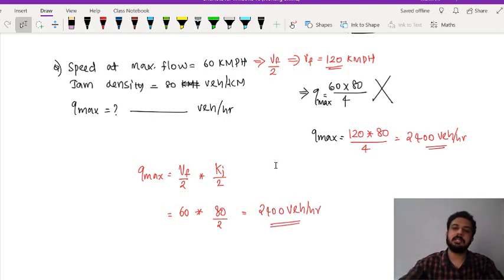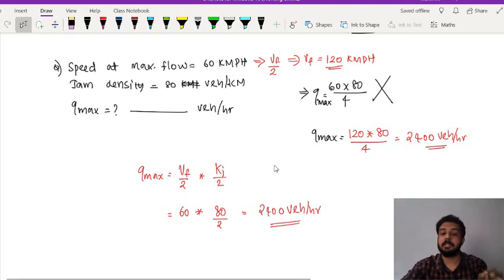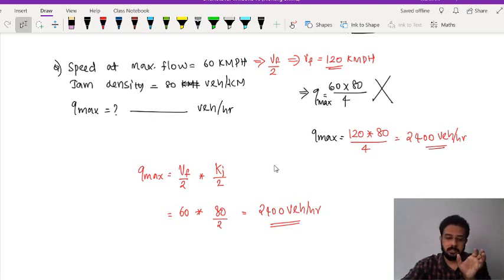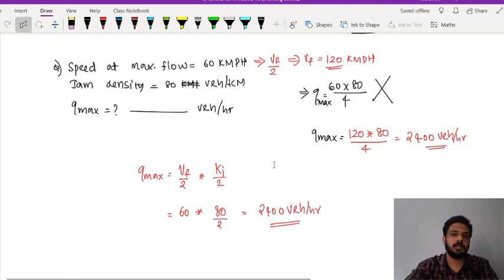Understood? So you have to properly check what they are asking. If it is speed at maximum flow, Vf by 2, density at traffic jam condition or density at maximum flow. Density at a traffic jam condition is Kj, but density at maximum flow is Kj by 2. Understood? So I hope you understood the concept.